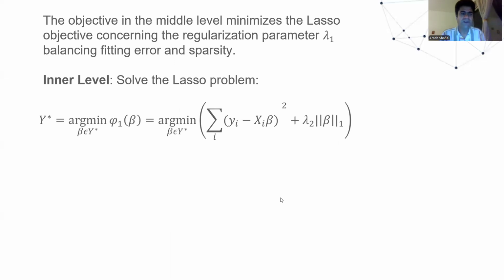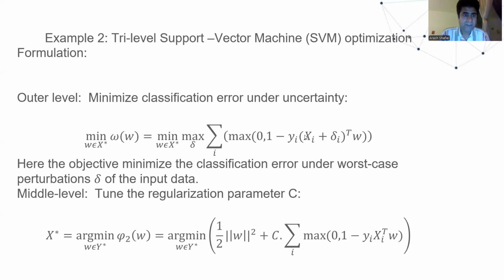And also for the inner level, you should solve the lasso problem, where y star is the set of minimizers for phi 1, and phi 1 is a composition of a smooth and a non-smooth function. And you see here the trilevel support vector machine optimization problem.